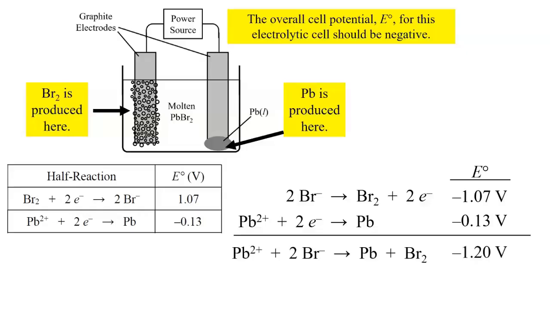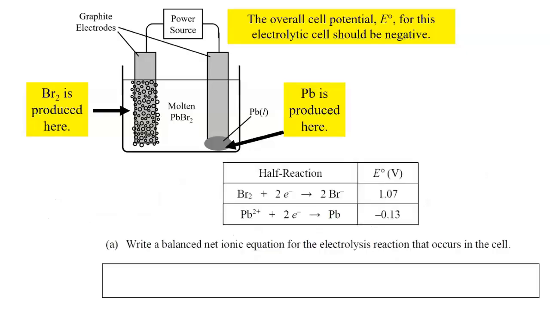And the overall net ionic equation is lead 2 plus plus 2 bromide ions, Br minus, and it produces lead and bromine Br2. So part A, write a balanced net ionic equation for the electrolysis reaction that occurs in the cell.